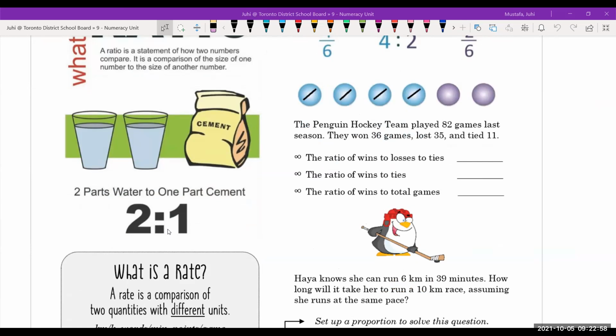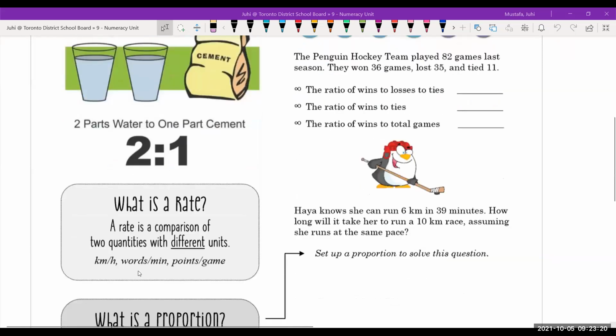Ratio can also be found in baking and cooking. If you guys are into that, you're going to often find they're saying add 1 part salt to 5 parts water. So that means for every 5 cups of water, you're going to add 1 teaspoon of salt or whatever the units are. So ratio is always written with a little colon, and I would read 2:1 as 2 to 1.